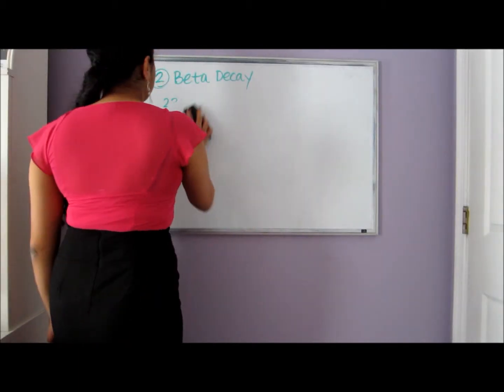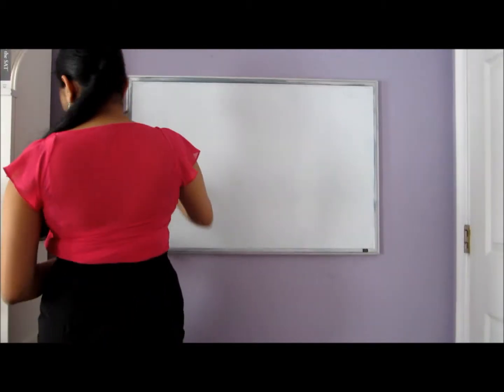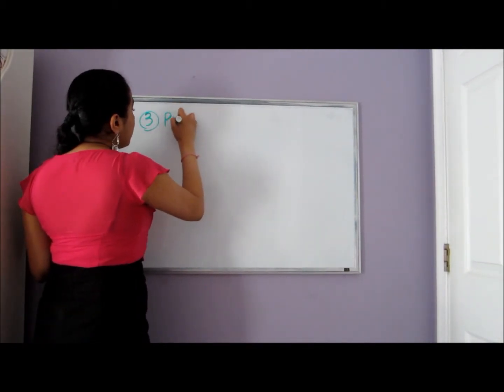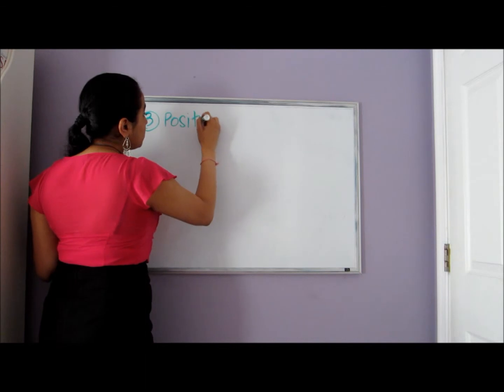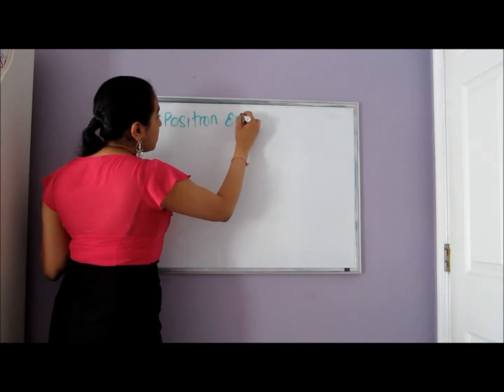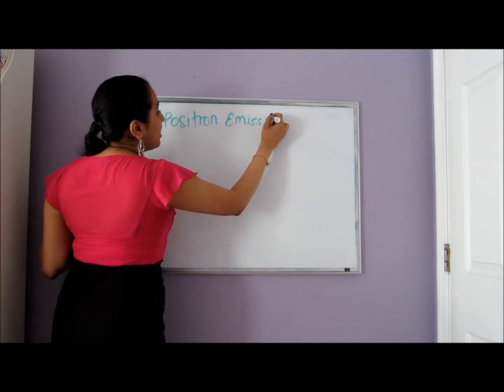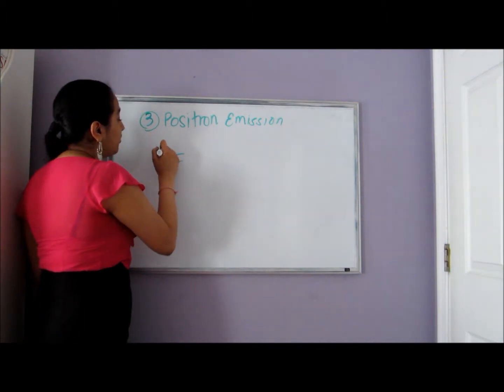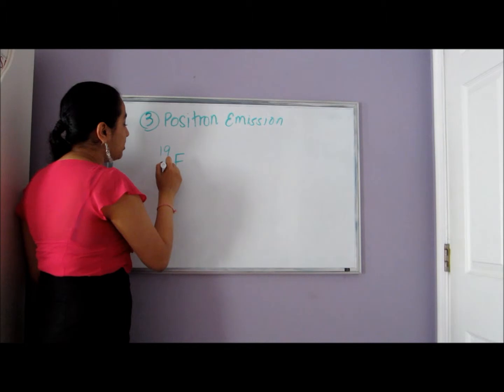Wait, there's also positron emission, right? Yep, so our next one is, can you give me an element that decays with positron emission? How about fluorine? Good choice. Okay, so fluorine has a mass number of 19 and an atomic number of 7.